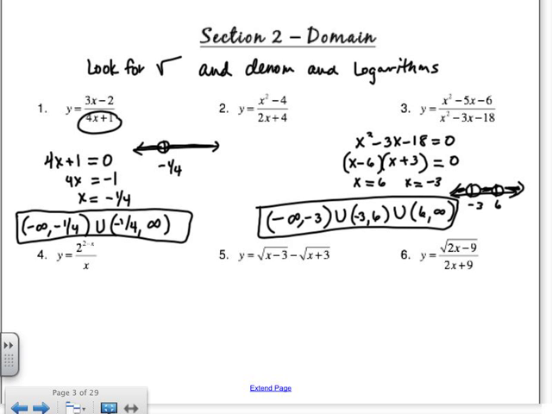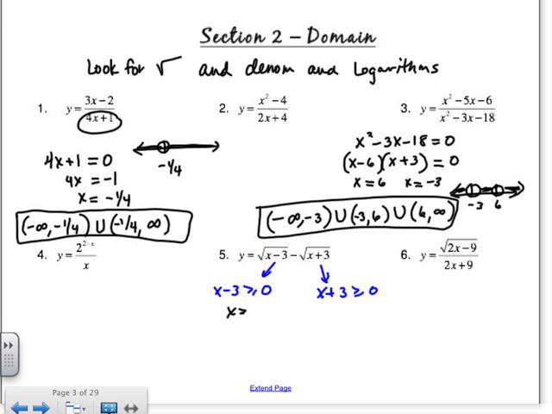All right, now square roots, that's the next thing that's weird. Think about what makes square roots bad. We can't take the square root of a negative number. So when I look at number 5, I know that x minus 3 has to be greater than or equal to 0. You can take the square root of 0; the square root of 0 is just 0. You also have to consider that the other square root has to be positive under the root. So x plus 3 has to be positive. And then you solve both.